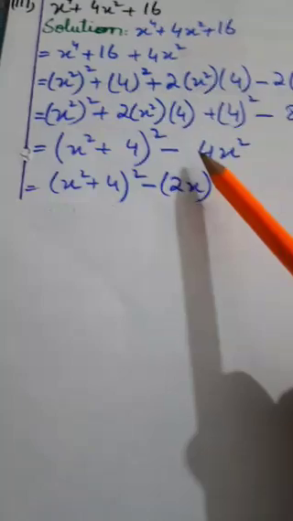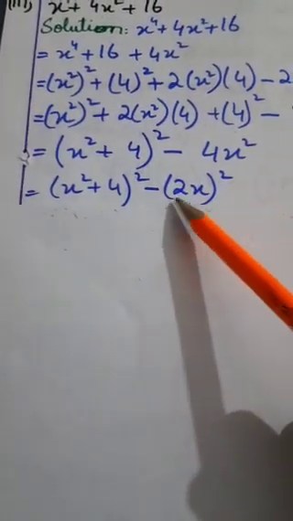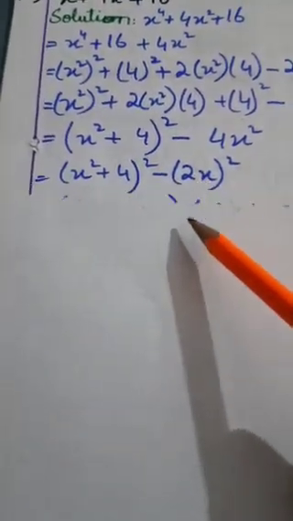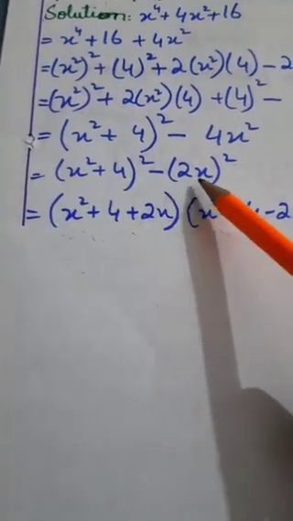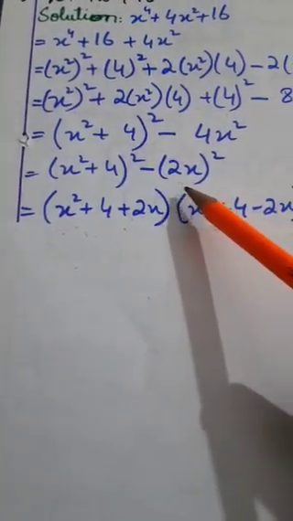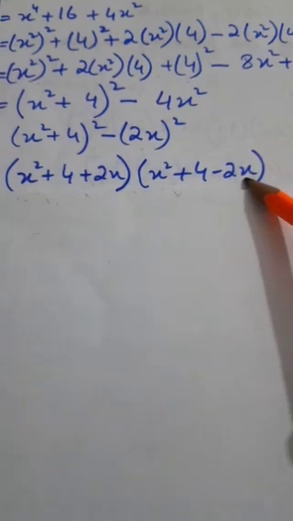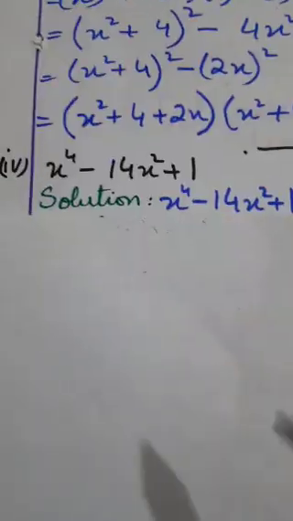Now we check that 4 is a square of 2, so it is a complete square again, 2x ka whole square. So a square minus b square is there. So girls, we are able to apply the formula a square minus b square equals to a plus b into a minus b. So x square plus 4 plus 2x and x square plus 4 minus 2x. So this is the answer of the third part.